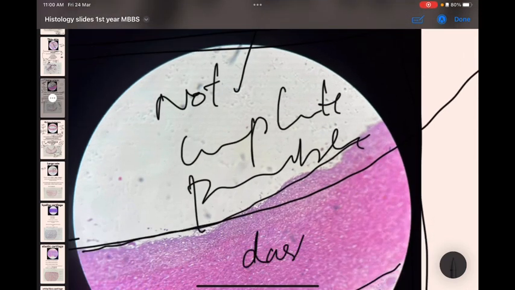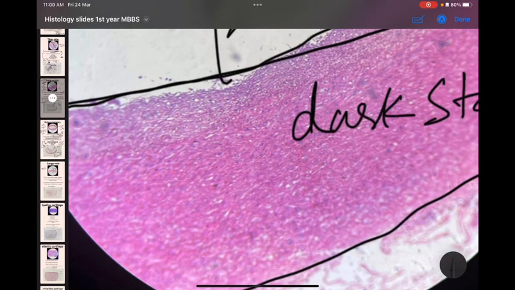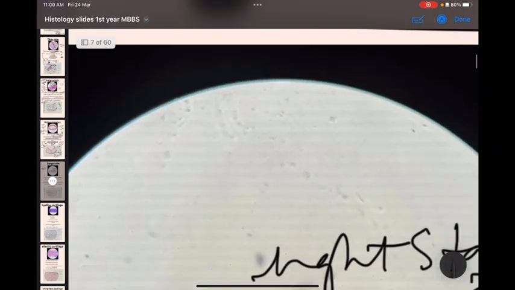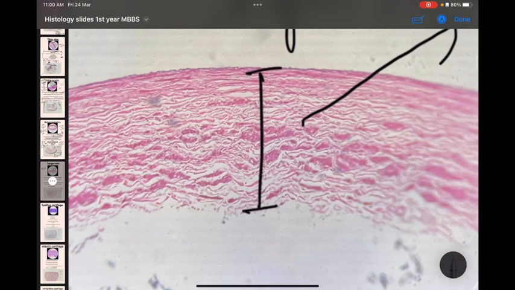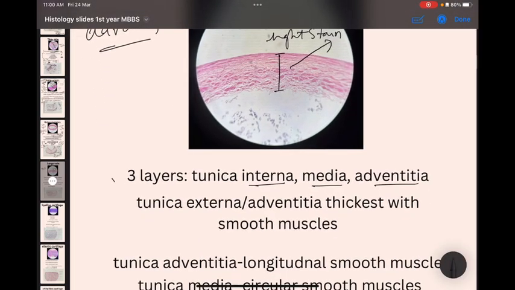Dark stain. See, you can see it, no? Large artery, large vein. See, done. Now these 3 layers are done. Tunica adventitia or externa, thickest with smooth muscles. Okay.